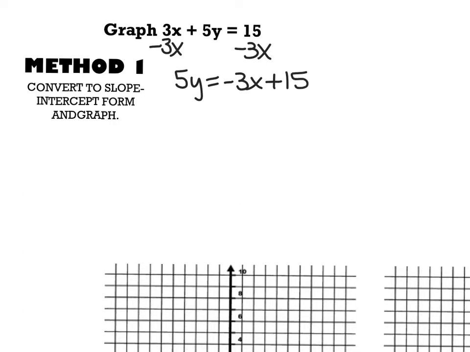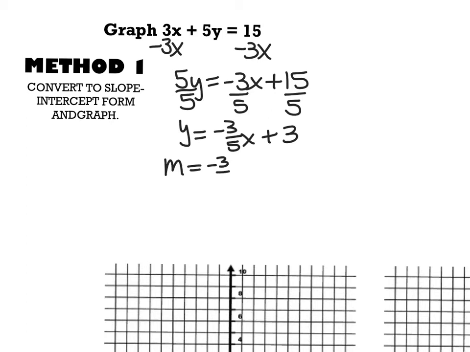I have a 5 times y, so I want to get rid of the times by 5. I will divide by 5 to get rid of that. And I get y equals, 5 doesn't go into 3, I leave it as a fraction, and then 15 divided by 5 is 3. So my slope is negative 3/5, and my y-intercept is 0, 3.